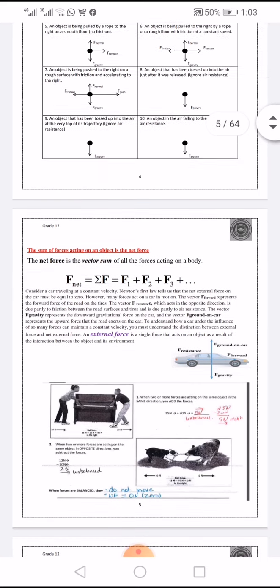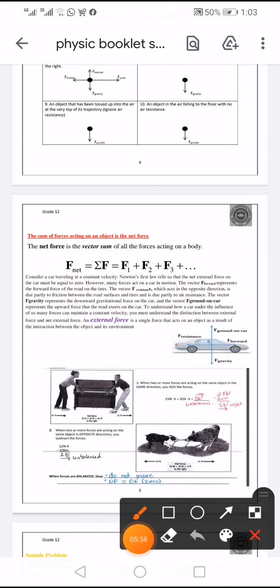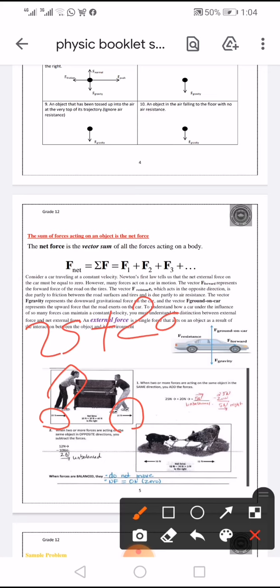Look, for example, here, this girl pushes this piano with a force of 25, and this boy pulls with a force of 20. So what is the net force? Net force is the sum of all forces acting on a body. So the net force here is 25 plus 20. This is a net force equal to 45.